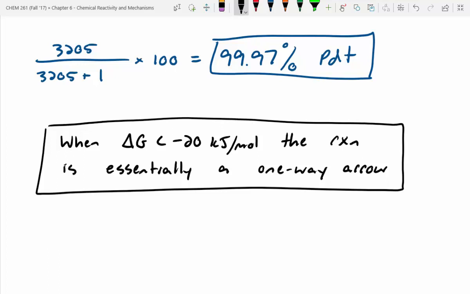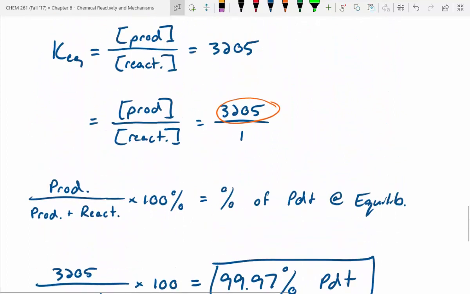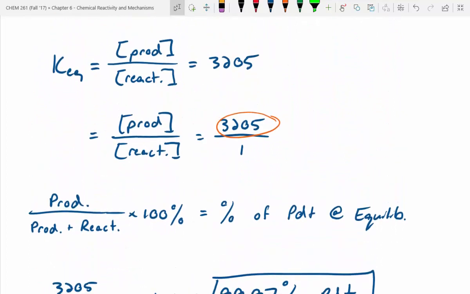Yep? How do you know that the reactant is 1? Yeah, so it's just a ratio up here, right? So you were wondering, how do we know the reactants are 1? All I did was convert this to a ratio. We know it's a ratio of 3205 over 1. That's our ratio. And then all I did was plug those ratio numbers in. That was all I was doing, just a simple mathematical manipulation.